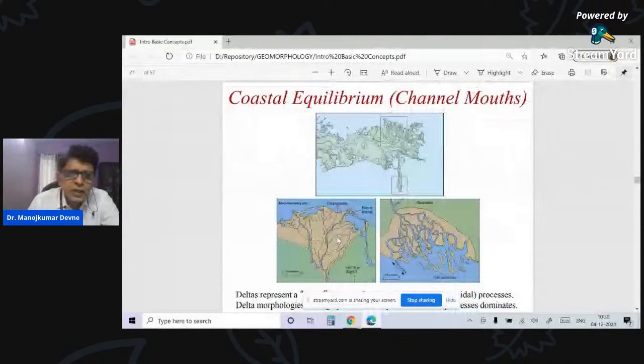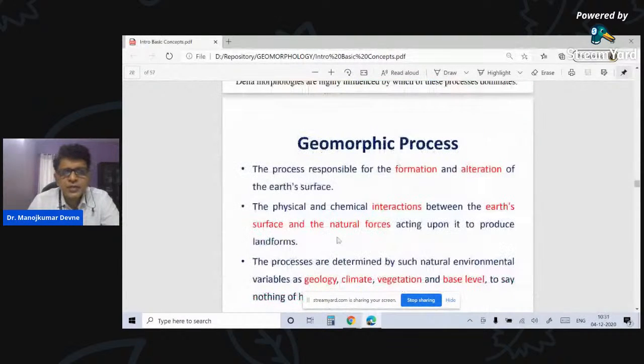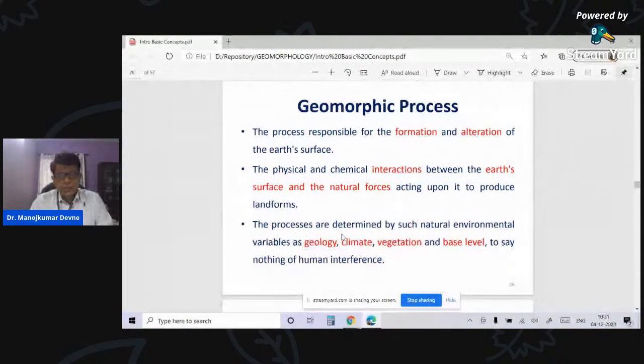Similarly, you're going to have coastal equilibrium. Deltas are basically attempts at coastal equilibrium, let me tell you. Geomorphic process. What exactly do we mean by a geomorphic process? The process responsible for formation and alteration of the Earth's surface is called a geomorphic process. The physical and chemical interactions between the Earth's surface and the natural forces acting upon it produce landforms. Whether it is wind that is operating or water that is operating, it is very interesting to know which processes are forming that landform.